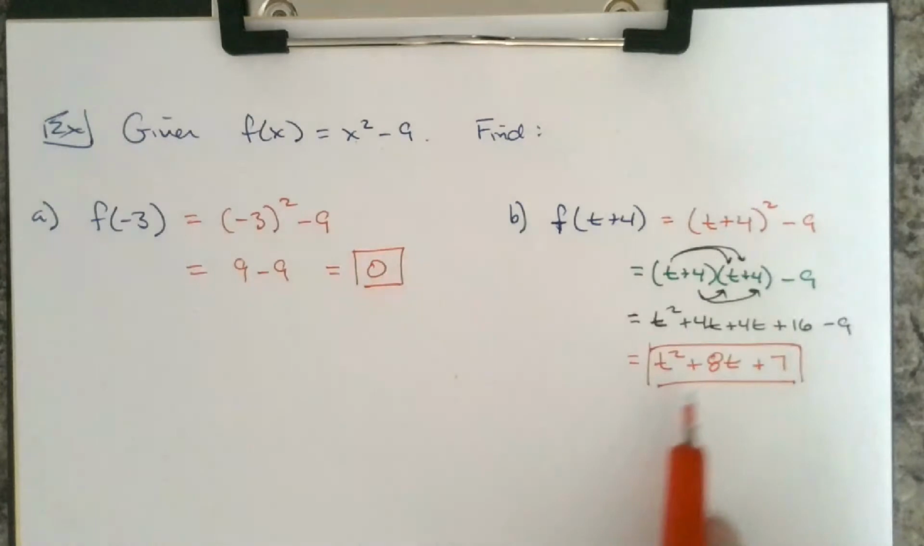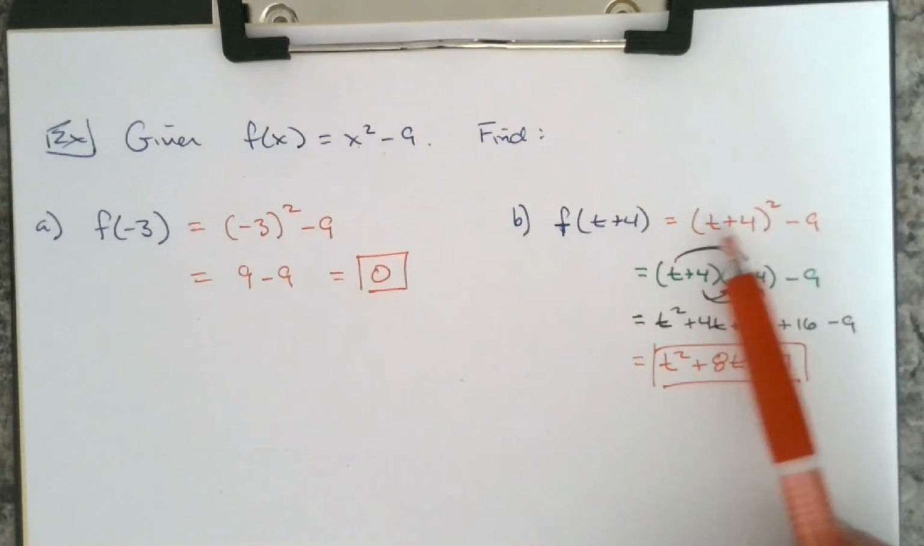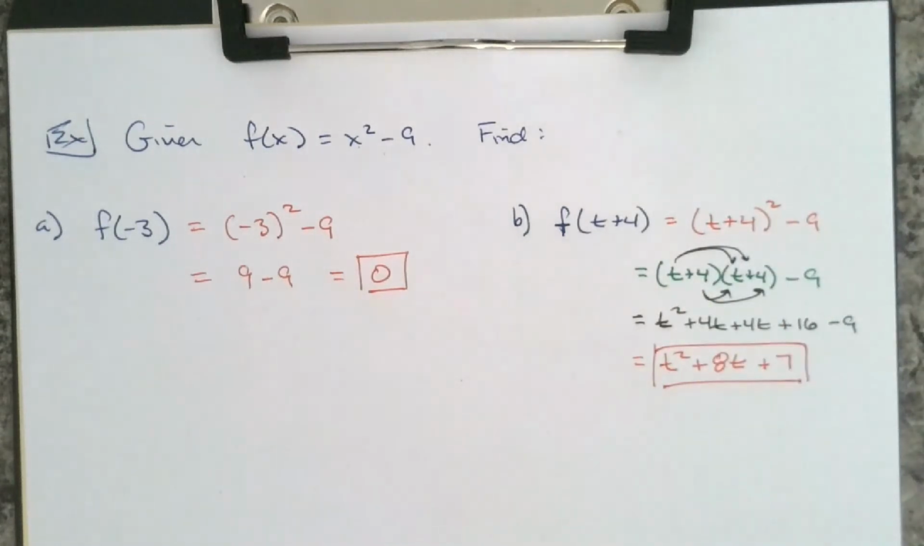Remember, you can't combine these because they're not like terms here. Remember, you have to have the same variables with the exact same exponents. You can't combine those. And then the other thing to point out is I couldn't just square the t and square the 4 here. If you have addition or subtraction inside the parentheses, you do have to write it next to each other and distribute through to multiply out.